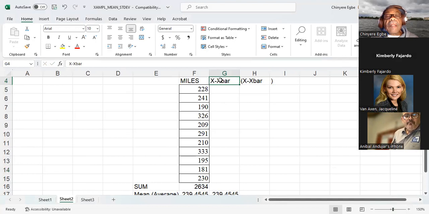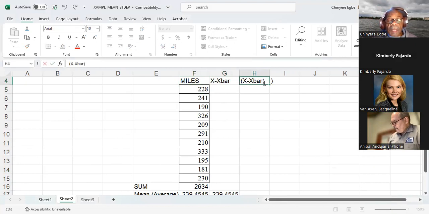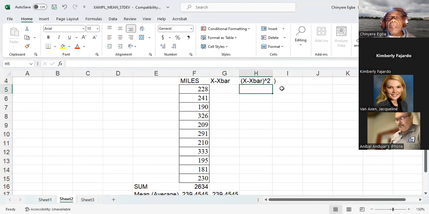Okay, so we have X minus X bar, which is the deviation of each value from the mean. And then we have X minus X bar to the power 2, which is the squared deviation from the mean.